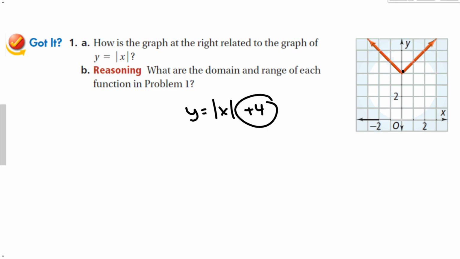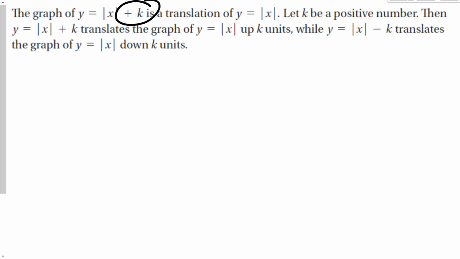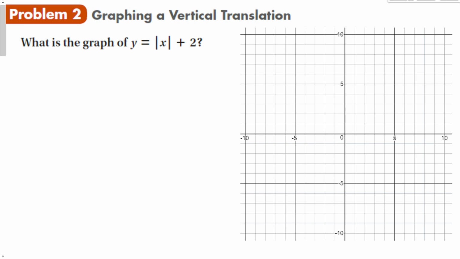So that 4 shifted the graph up 4 units. Okay? So when we look at this graph right here, y is equal to the absolute value of x plus 2, I could, if I wanted to, make a table, plug in all the numbers, and get my answers. Okay? Or I could say, well, I know that that point 0, 0 is on the parent function.